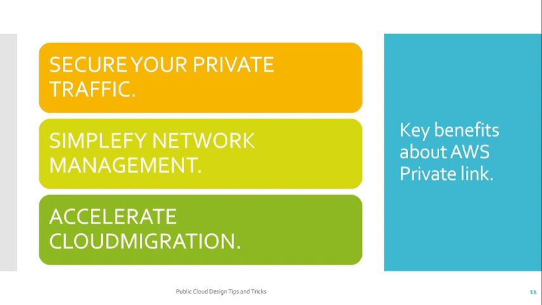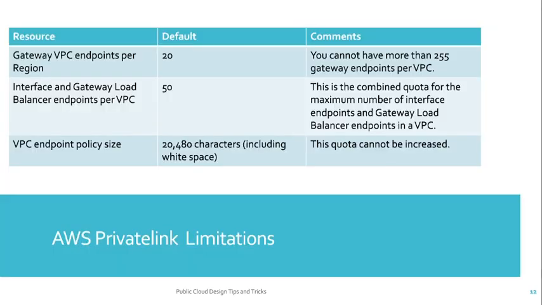Then accelerate your cloud migration. With a cloud migration strategy from on-premise application to SaaS offering hosted in the cloud with AWS PrivateLink, the transformation will be much faster because the connectivity will be private and the data transfer will be much easier. So this is how you can accelerate your cloud migration with PrivateLink. So these are all positive parts.